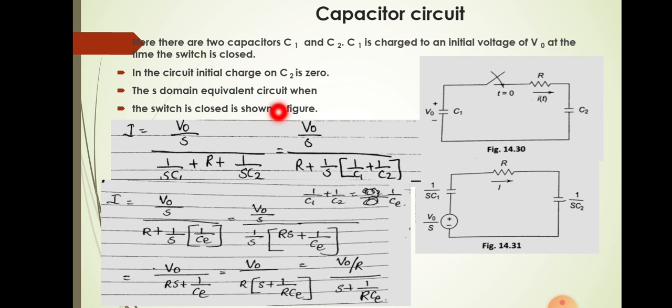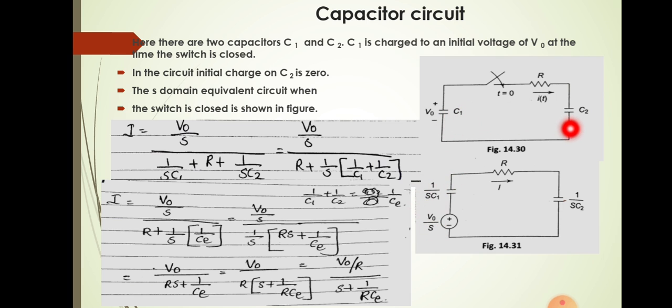So we can draw the S domain equivalent circuit when the switch is closed at t equal to 0. When t equal to 0 the switch will close, so the circuit will look like a continuous closed loop. You know that instead of C1, what will be the S domain equivalent? Instead of C1 we can write 1 by SC1, but there is an initial voltage V0, so we can represent it by using a voltage source. So 1 by SC1 will be connected in series with a voltage source V0 by S. That is the S domain equivalent representation for C1.